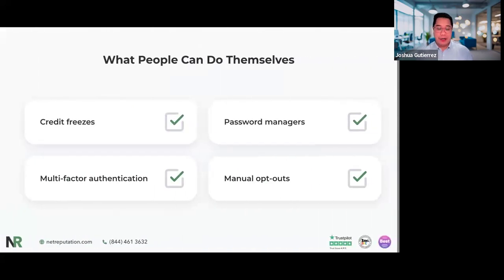All right, so this is the good part, right? What people can do for themselves. We've been talking a ton about your risk, but now let's talk about what you yourself, who've joined this call, can do now to protect yourself.